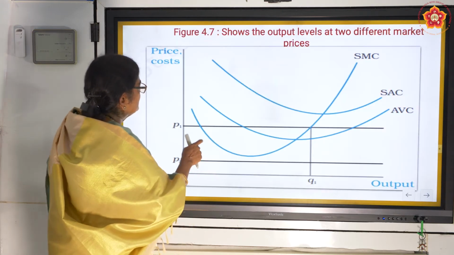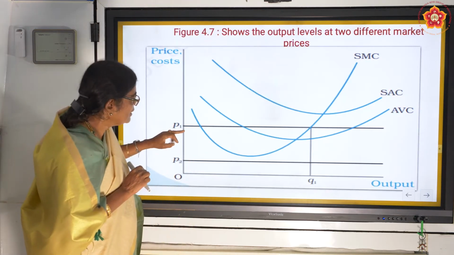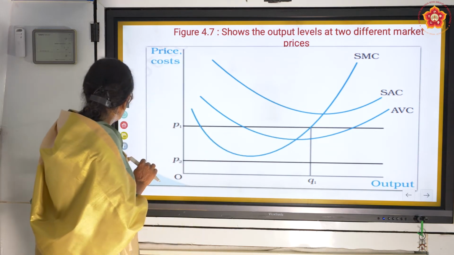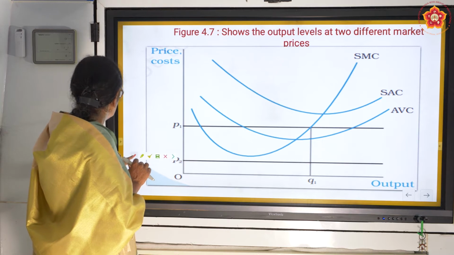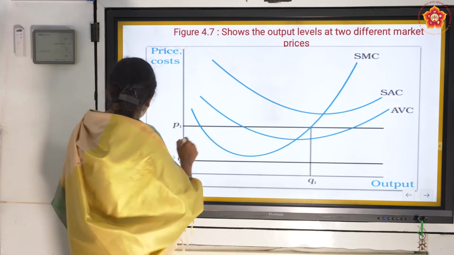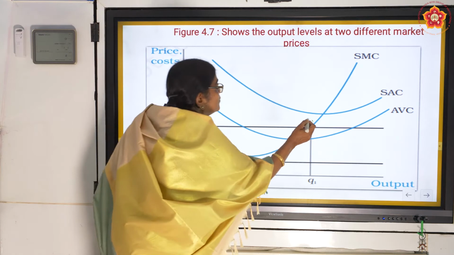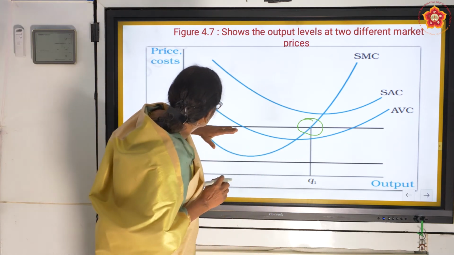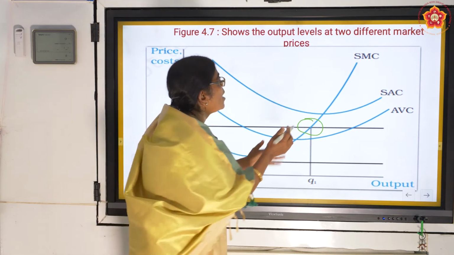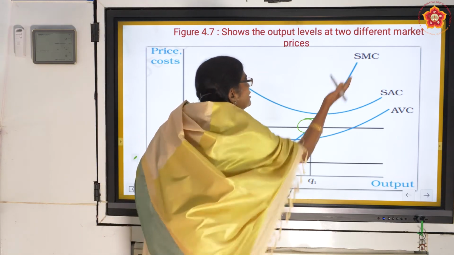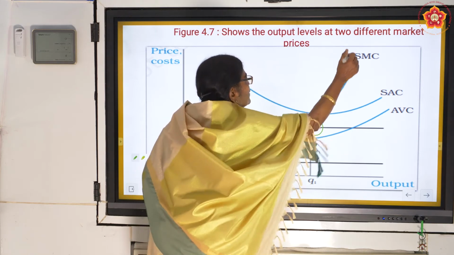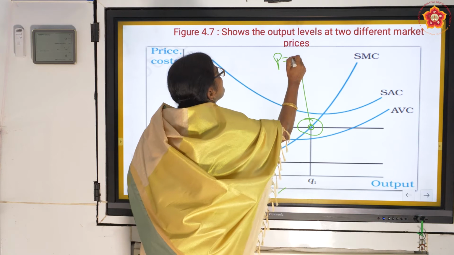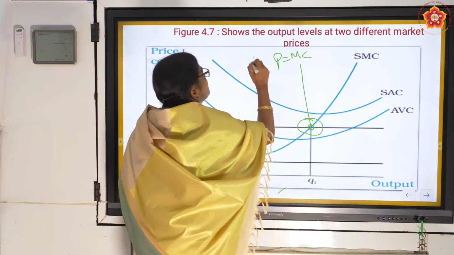In my graph, you can see, you equate this P1 to the MC curve here. Why? Upon equating this P1 to the rising part of the SMC curve, this is the rising part. What is happening here? It is here you are fulfilling your first condition, P is equal to MC. This is the first condition.